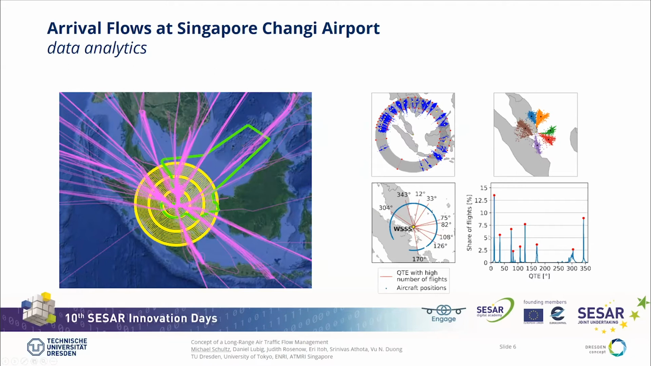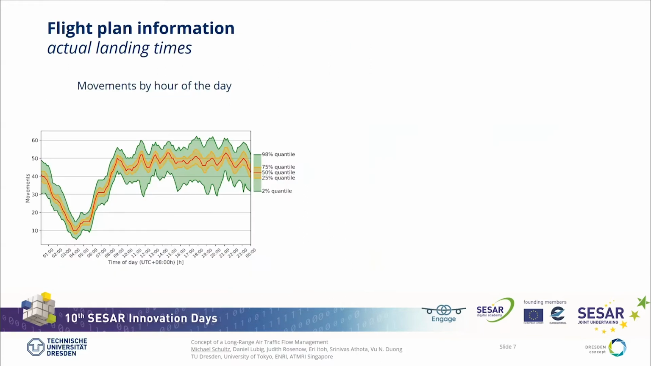So now we have the idea of where the flights come from in terms of direction, and we can see that we can easily use ADS-B data for this approach. But I have to say, dealing with ADS-B data means that the data have to be cleaned. We have to reject some wrong trajectories.